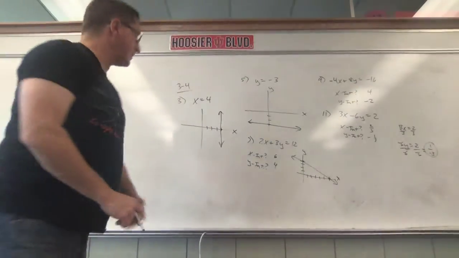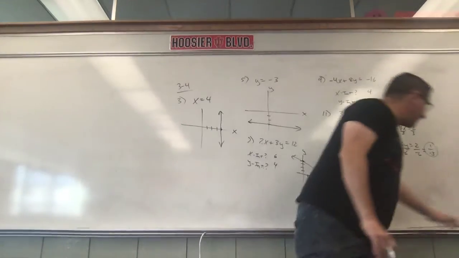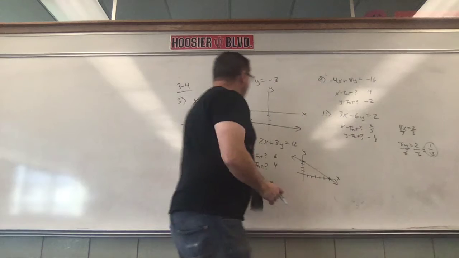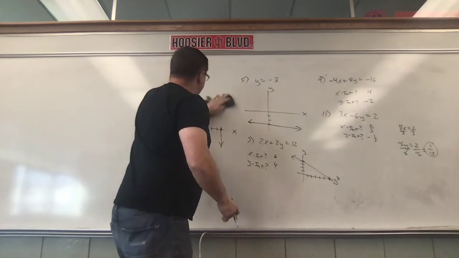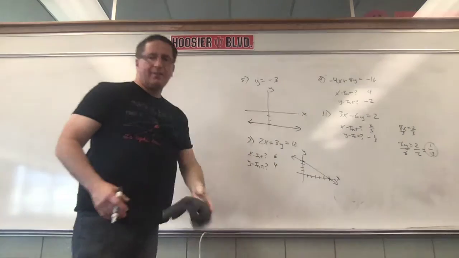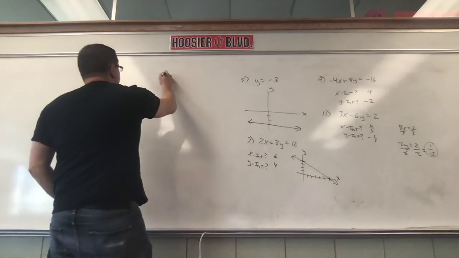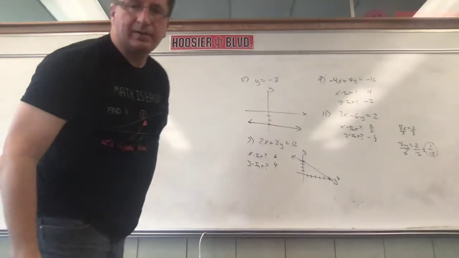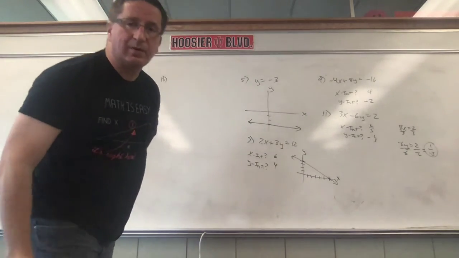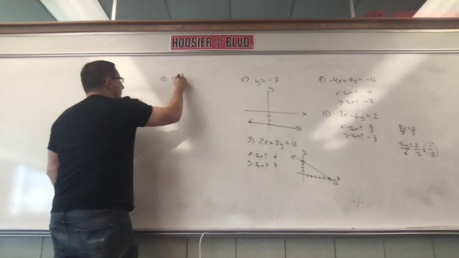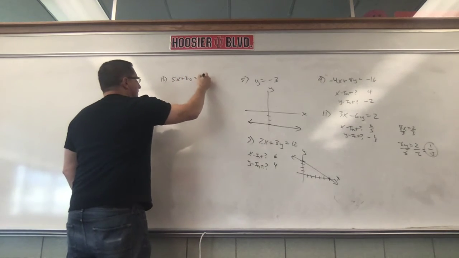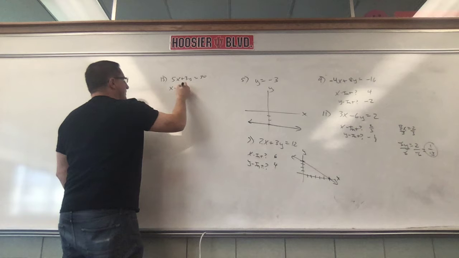Okay, now they ask us to start graphing these things. And we've already done one like that, so there's really nothing new here. Okay? You're going to find the intercepts, and then you're going to plot them, and then you're going to graph them. So when we look at number 13, we have 5x plus 3y equals 30. Okay? So the x-intercept and the y-intercept.